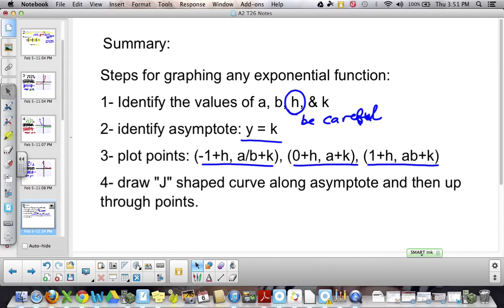All right, so that'll do it for the first part of Target 26. Second part is looking at drawing graphs of logarithmic functions. So we'll see you then.